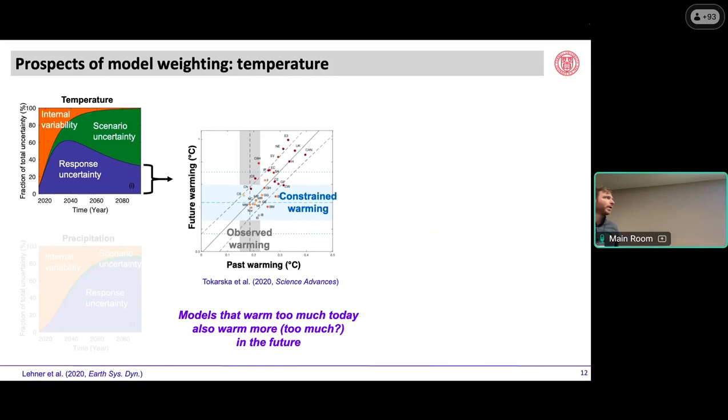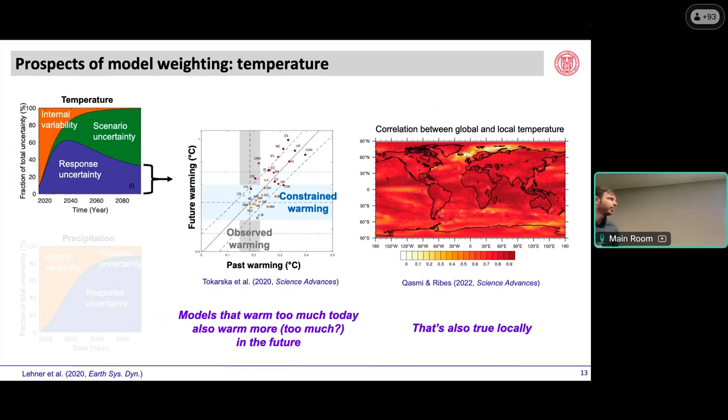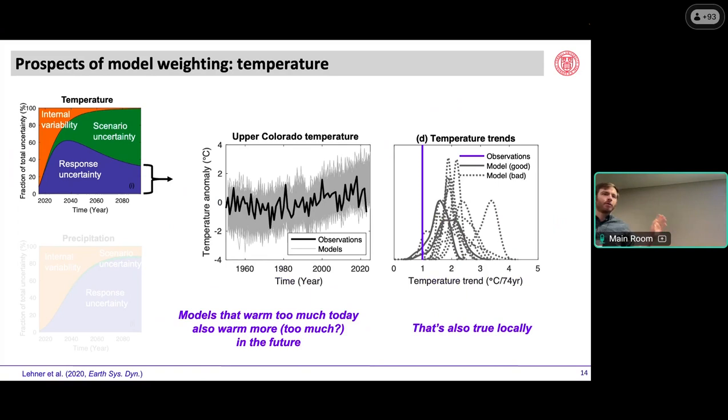This is from a paper that focuses on global temperature, but recently there was also work done by Kwasmi and Reed showing that there's a strong correlation between global and local temperature, perhaps not unsurprising, but they nicely show how you can progress a global constraint on temperature change to the local scale. And I've looked at this for the upper Colorado, Western US region. So we have here a temperature time series from observations, as well as a set of large ensembles. You can eyeball it already from the left-hand side, but on the right-hand side, we have the distribution of temperature trends from large ensembles and observations. In this particular case, yes, models tend to warm more than observations. All the dashed bad models there are where all ensemble members from a given large ensemble are outside of the observations.